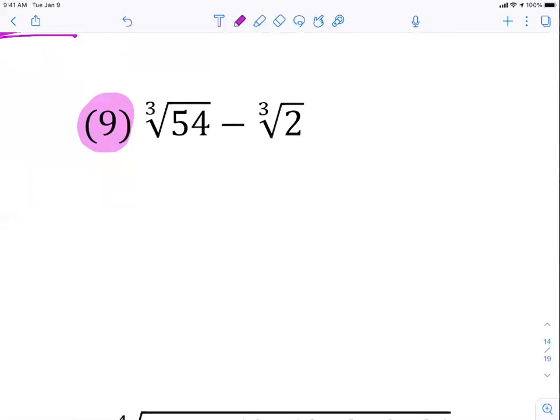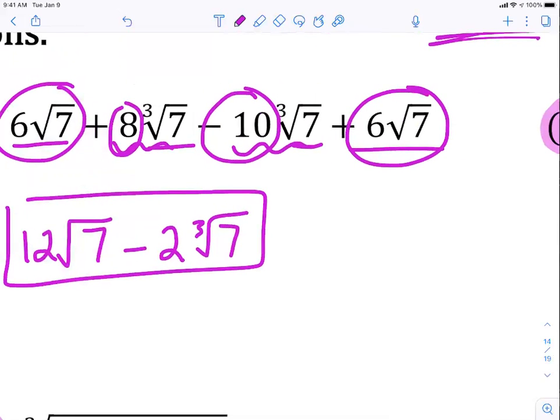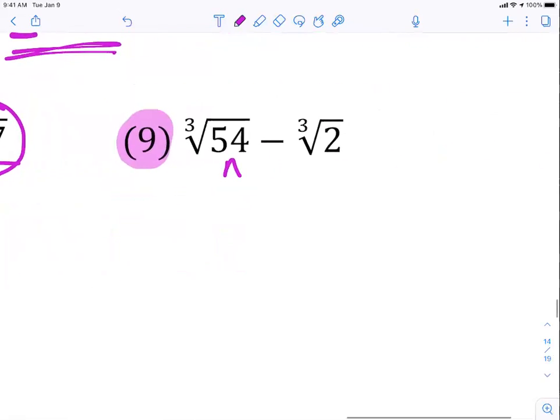So for this particular one, the first thing that we want to do is simplify our cube root of 54. I didn't do that over here because 7 is as simplified as possible. But my root, on the other hand, is not, because 54 I can break down into 9 times 6. I'm going to keep breaking these down until they can't be broken down anymore. And I think that's about it.